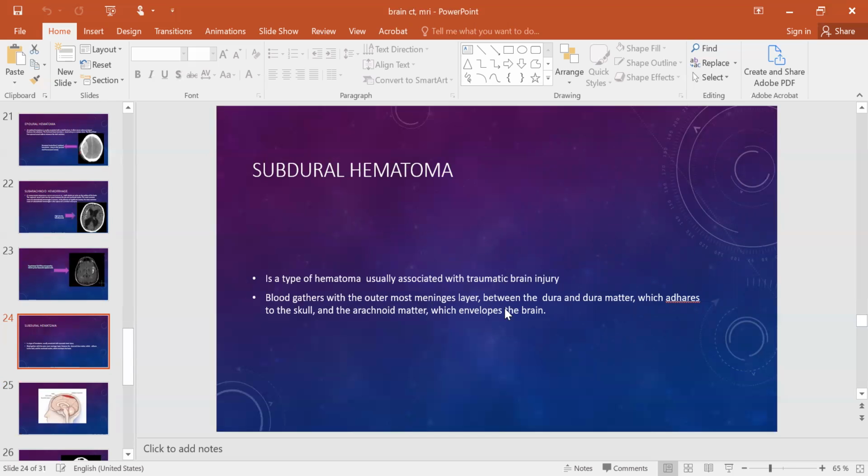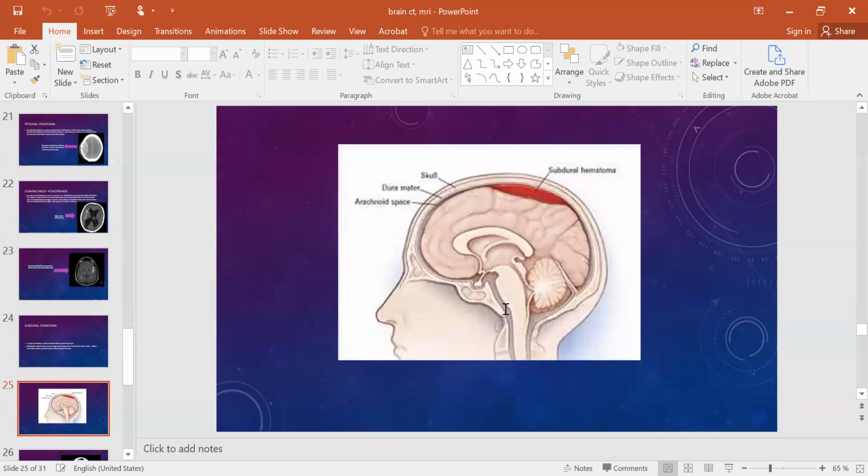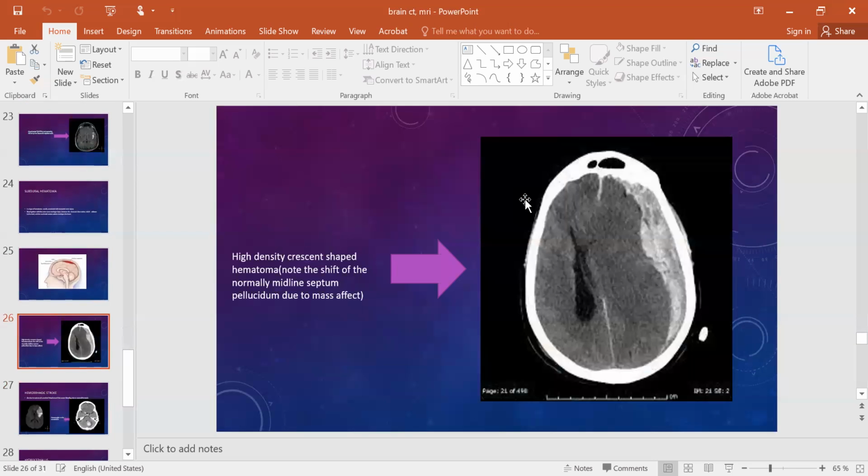Subdural hematoma is a type of hematoma usually associated with traumatic brain injury, and blood gathers within the outermost meningeal layer, between the dura mater, which adheres to the skull, and the arachnoid matter, and this arachnoid matter envelops the brain. Here we have skull, dura mater, and arachnoid space. So subdural hematoma will be under the dura mater. Here we have an example of subdural hematoma.